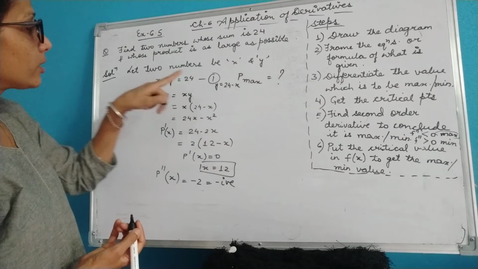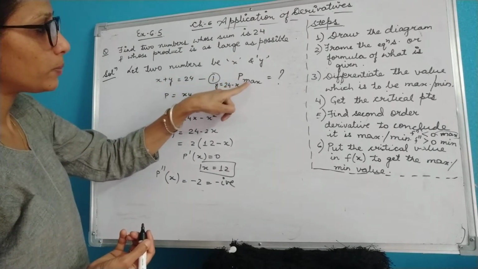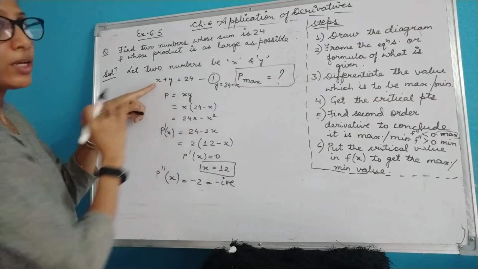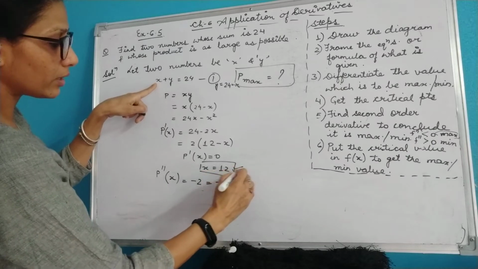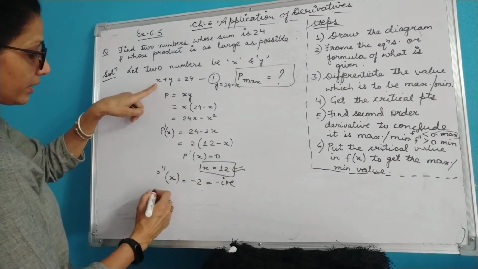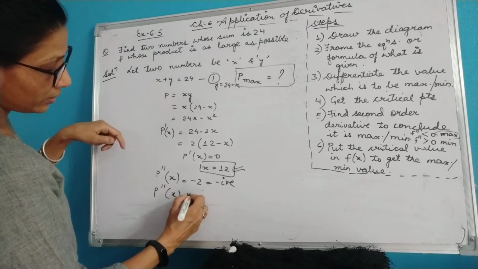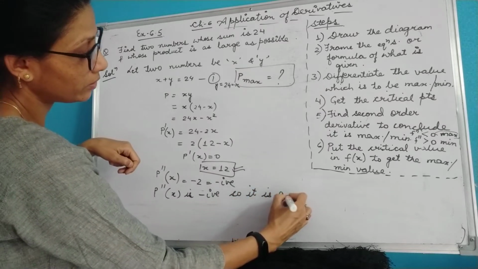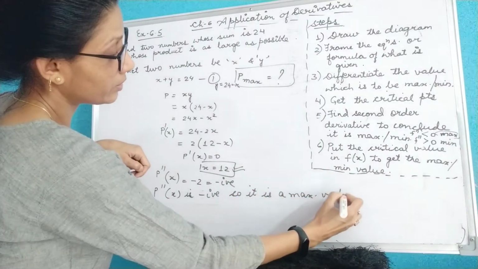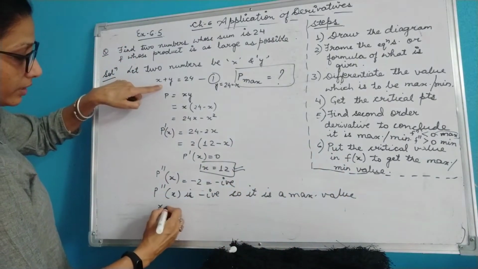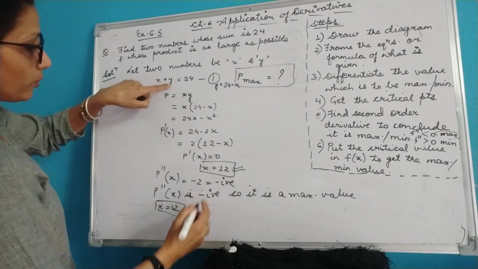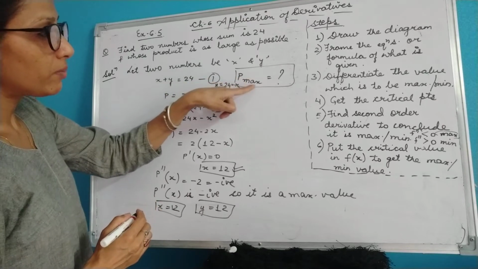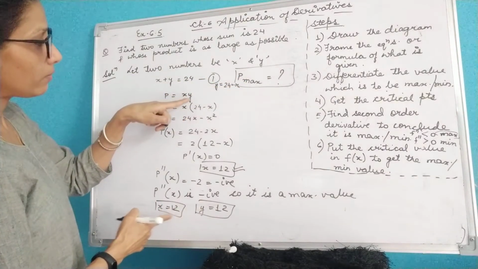So I need to maximize my product, and I need to find out the value of x and y. So if my x is 12, p double dash x is negative, so it is a maximum value. I will be putting x equal to 12, and calculated over here, y will also be equal to 12. So your product will be maximum if your x is 12 and y is 12.